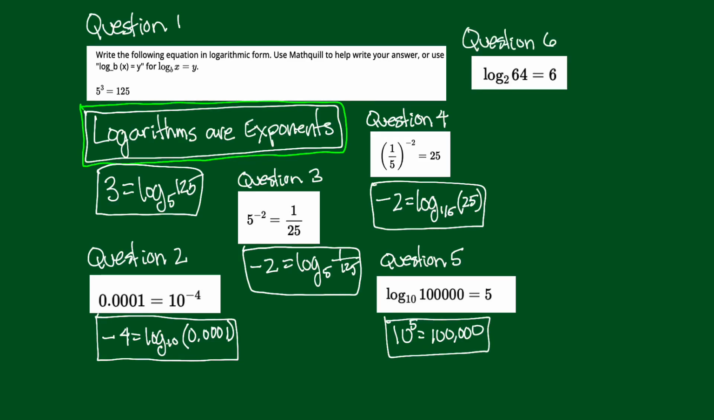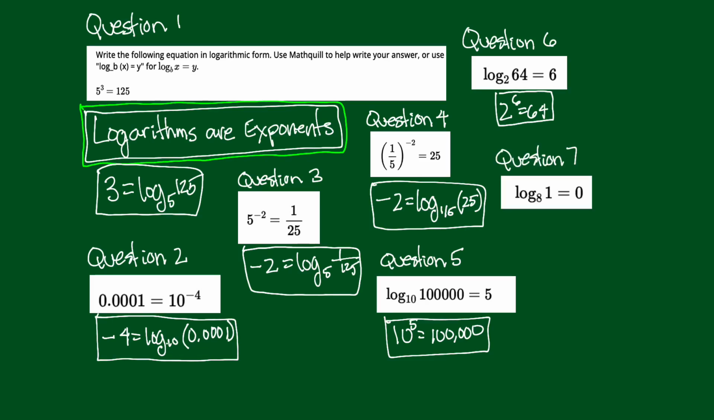Let's convert, in question 6, let's convert this logarithmic statement to an exponential statement. Logarithms are exponents, so the exponent is 6. Exponents go on bases, and the base is 2. So we're going to get 2 to the 6th is 64, and it's a true statement. 2 times 2 times 2, and so on, is 64.